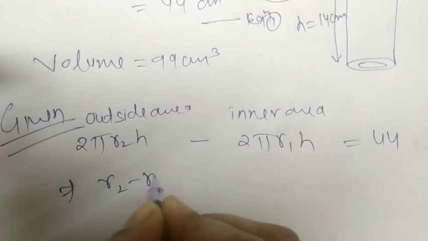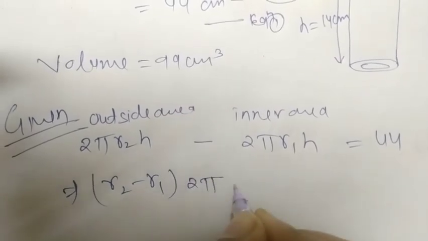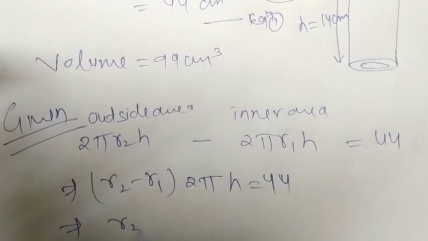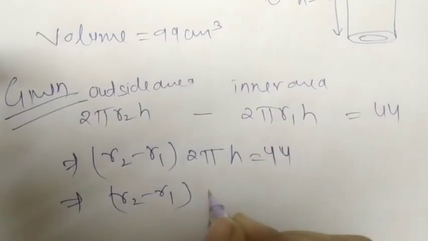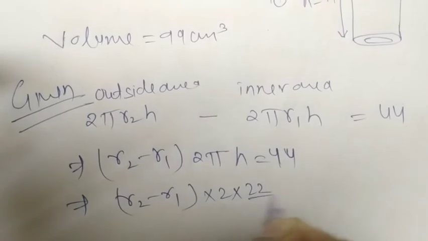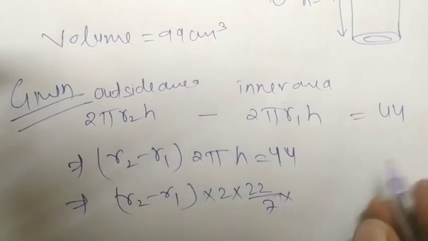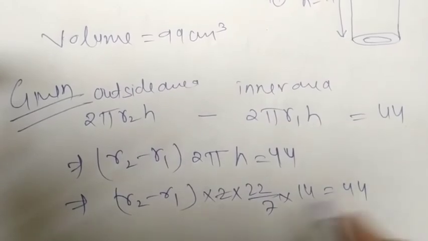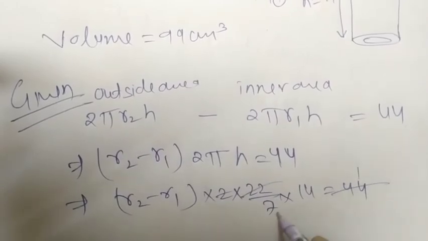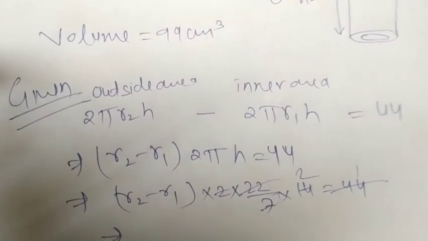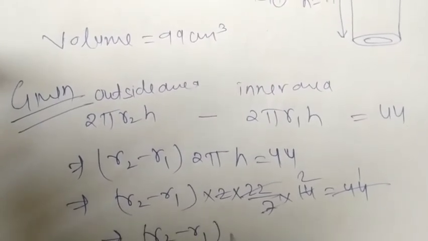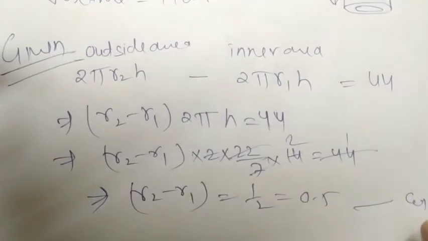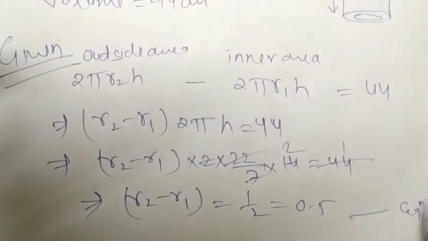So R2 minus R1, 2 pi h will be 44. R2 minus R1, 2 into 22 upon 7, and h is 14. This is cancelled out and this is 2. It means R2 minus R1 will be 1 upon 2, that is 0.5. This is equation number 1. Okay.